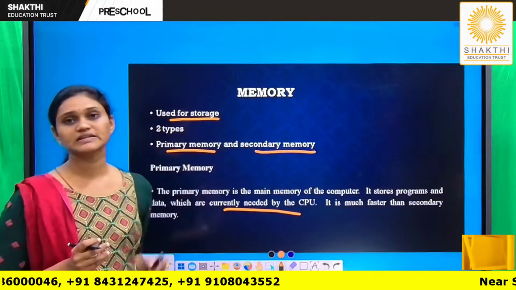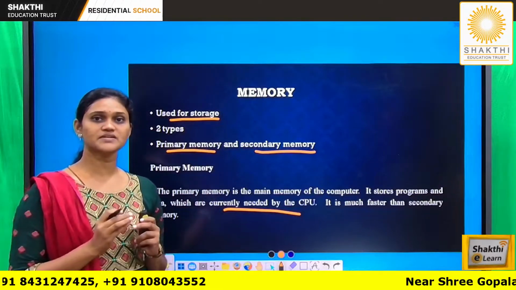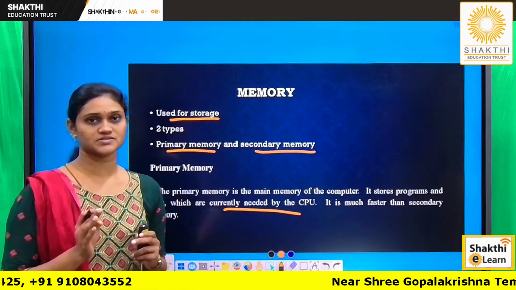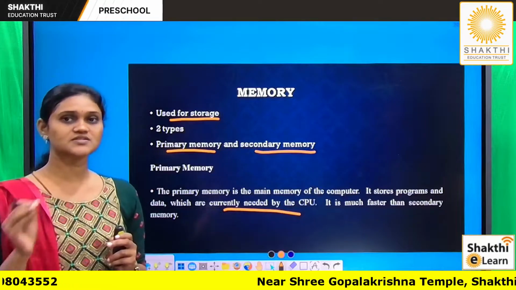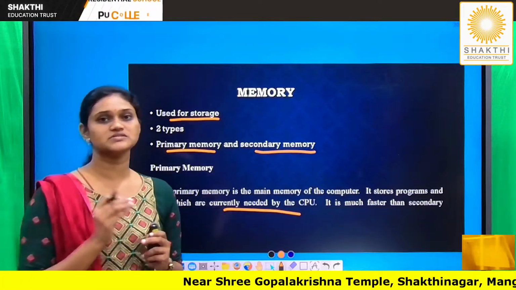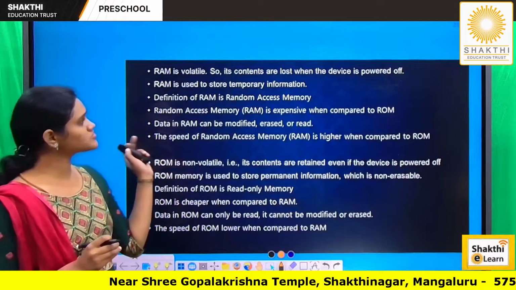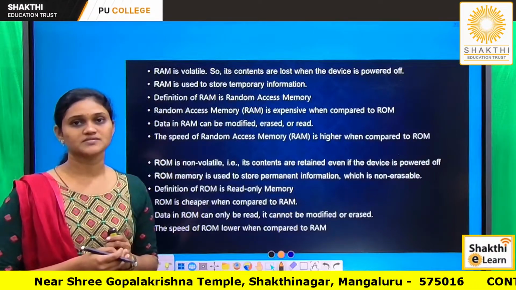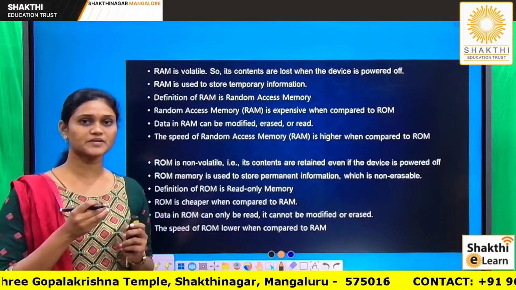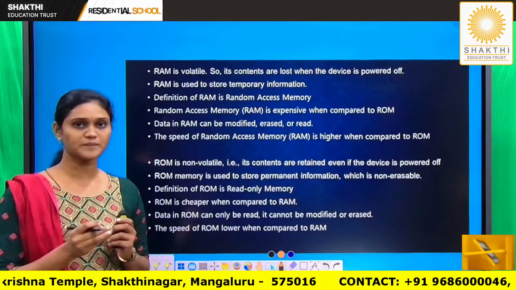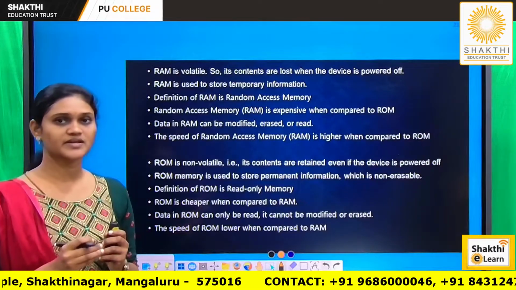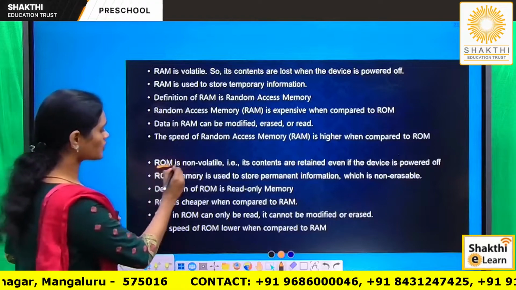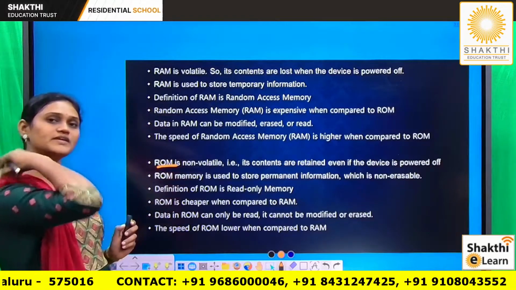Then what is secondary memory? Secondary memory is an external storage device. When we depend upon an external storage device, we call it secondary memory. Now coming to RAM and ROM. Primary memory again has two types: RAM, random access memory, and the second one, ROM, read-only memory.